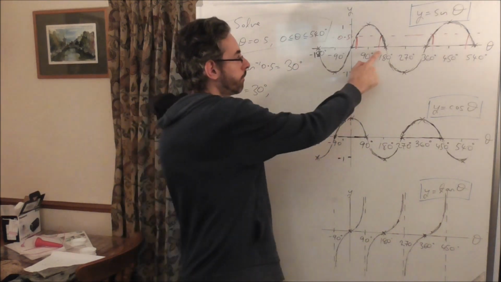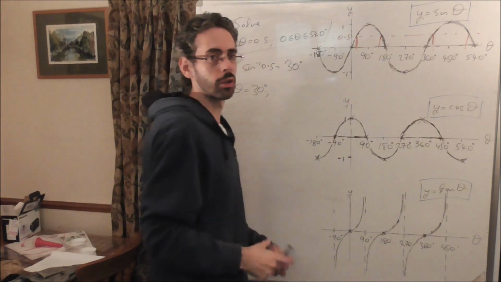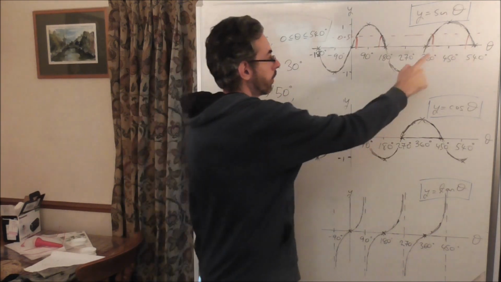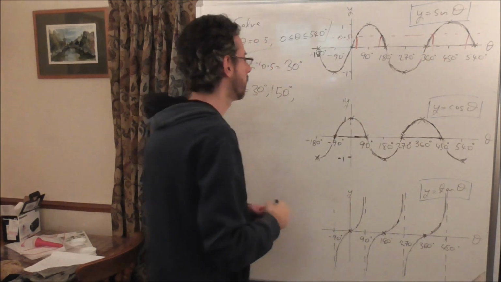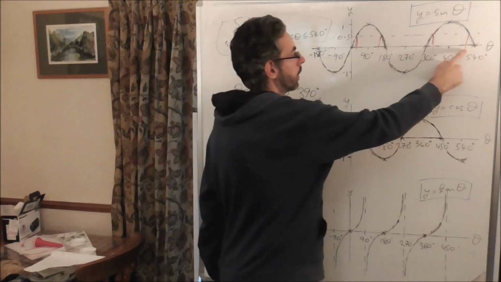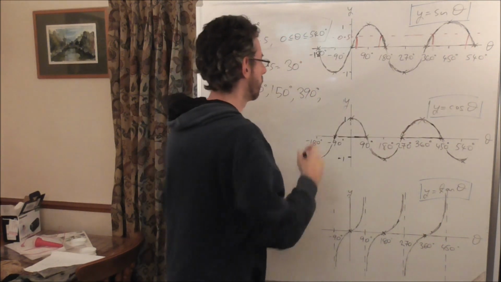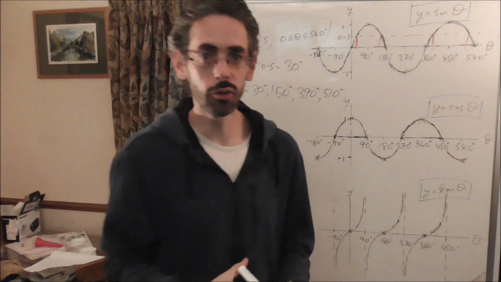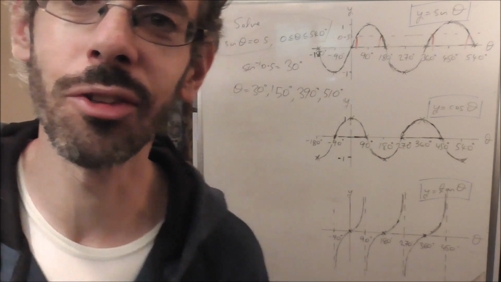So this angle here is 180 minus 30, which is 150 degrees. So that's the next solution. This angle here is 360 plus 30, which is 390 degrees. And this angle here is 540 minus 30, so it's 510 degrees. So you can just use the symmetry of the graph to get the other solutions, once you've got the first one.